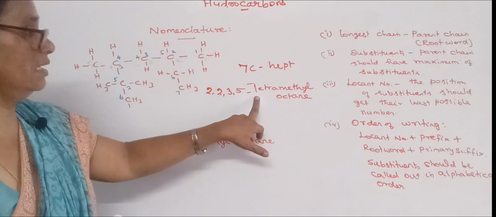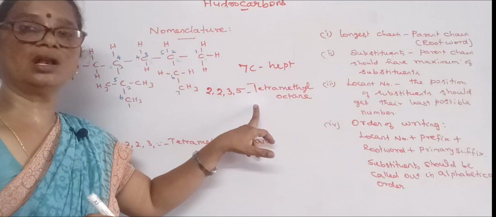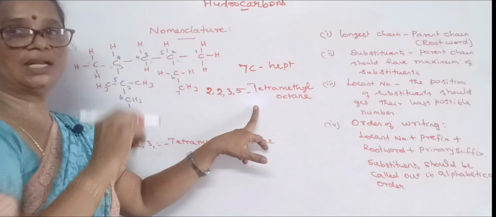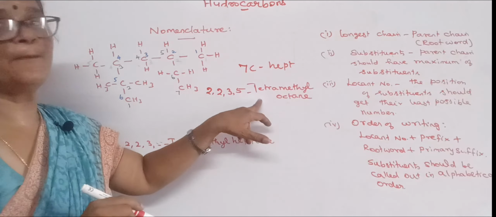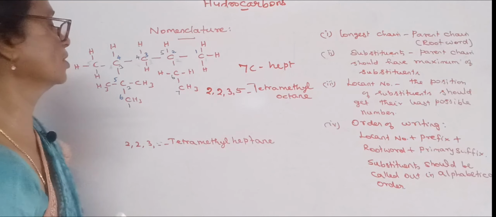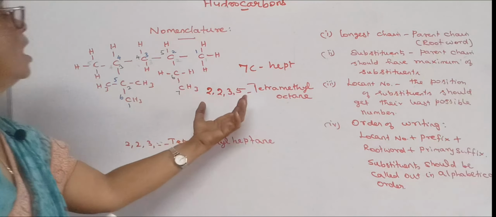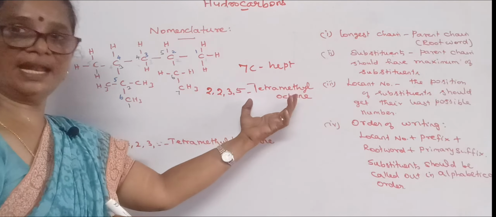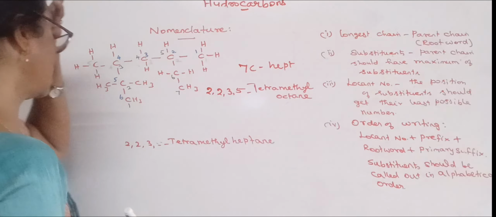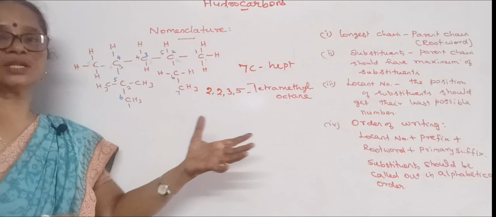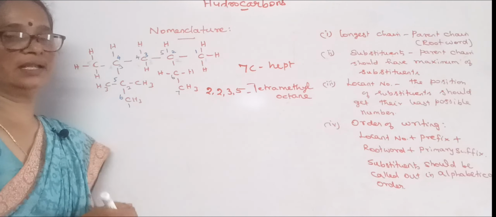And the first letter of that name should always be a capital letter. We should write the first letter in uppercase. So this is the way to write the name for a given hydrocarbon. Now we may ask you to write a structure for a given compound.